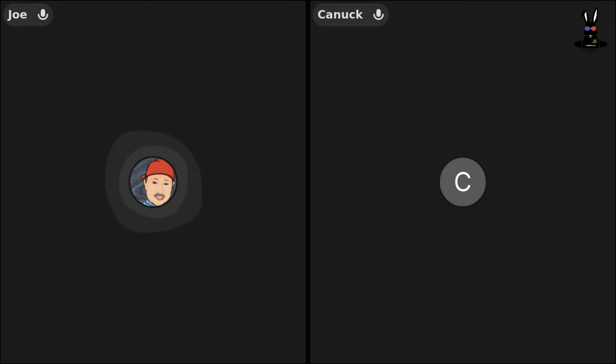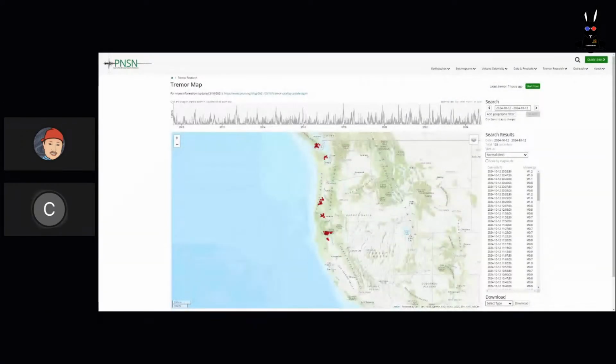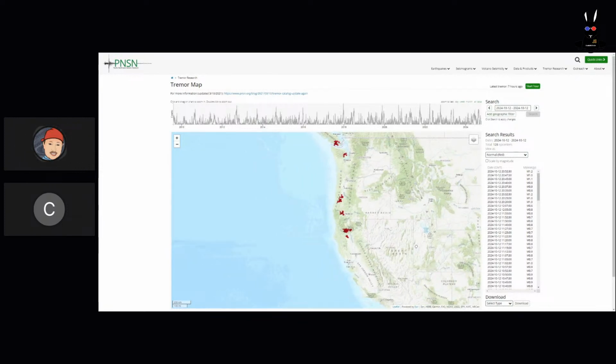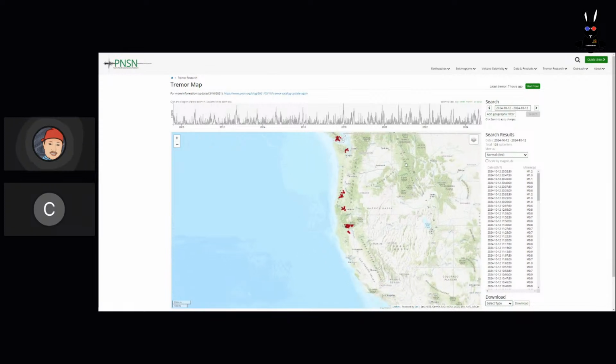Tremors are all sprawled out. Look at that. That's pretty interesting. Does it mean anything? I don't know. What do you think? And they can't see, or you can't see it. Hold on a second. We'll see. There you go. Look at the tremors there, kind of evenly spread out from Shasta all the way up to Vancouver.